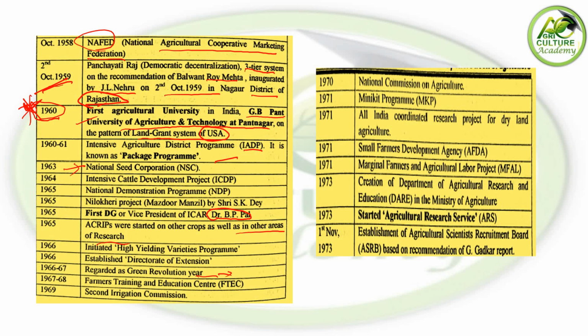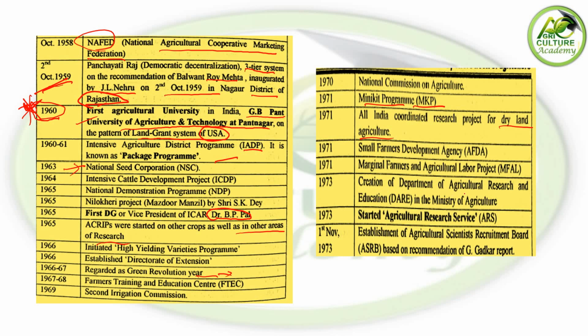From 1967, Farmers Training and Education Centre, FTEC. 1969, Second Irrigation Commission. 1970, National Commission on Agriculture. Then 1971, Mini Kit Program, MKP; the full form is also asked. 1971, All India Coordinated Research Project for Dryland Agriculture. Then 1971, Small Farmer Development Agency. 1971, Marginal Farmer and Agricultural Labour Project.